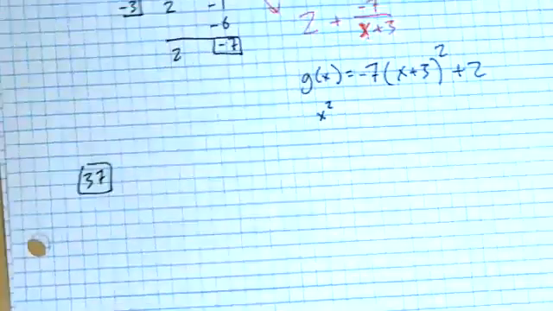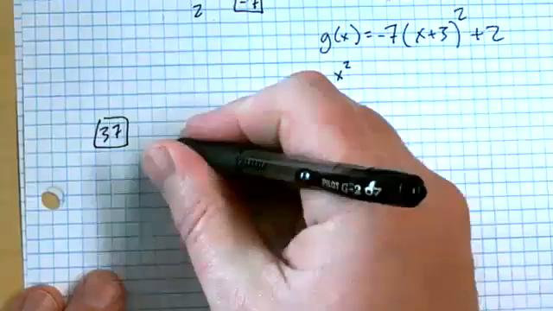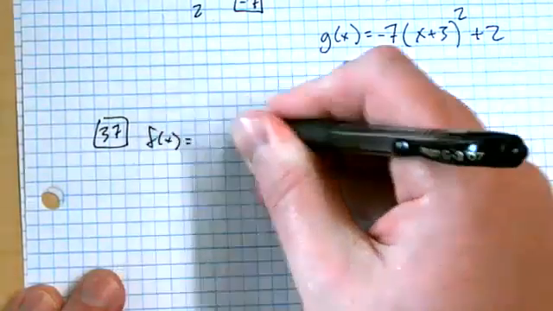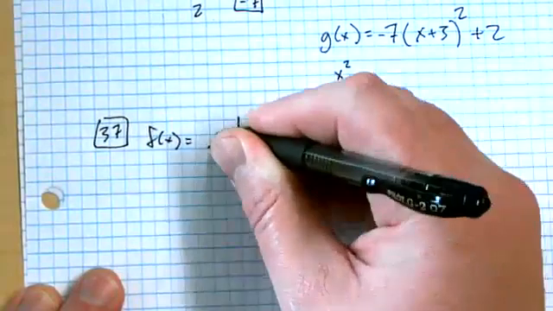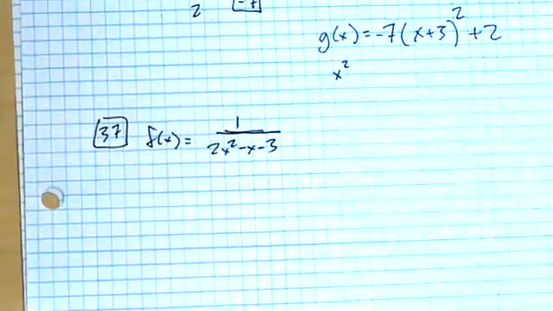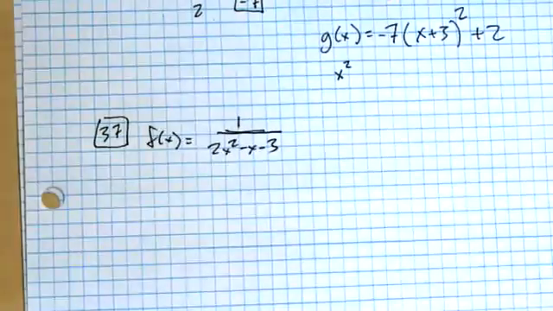All right, what did they give us? Rational function: 1 over 2x squared minus x minus 3, bless you. And instructions are find intercepts, asymptotes, and describe all the behavior. And then analyze and draw a graph.